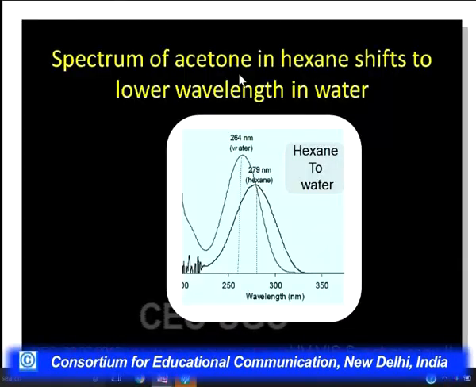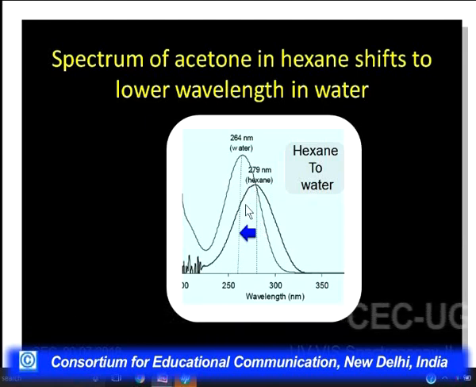Okay, let's go further and take an example. So this is a spectrum of a given molecule, say acetone. It was taken in hexane to begin with, and then if I put water to that, this is what happens. That means we have lambda max somewhere here that shifts to a lower wavelength. So that actually indicates the effect of solvent over here.